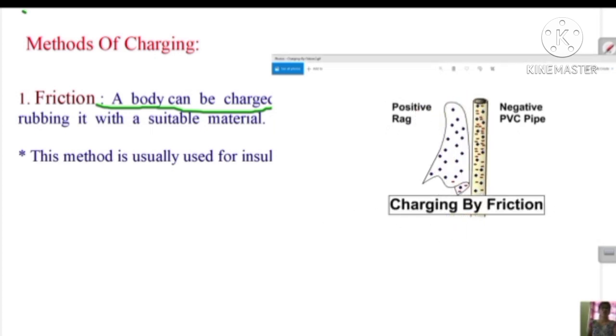So two insulators can be charged only by using the method of friction. And one more thing: why do we have to use the friction method for insulators and why are other methods not useful for this? As the charges are not free to move here and will not distribute over the body, we cannot use the other methods such as conduction and induction for insulators.